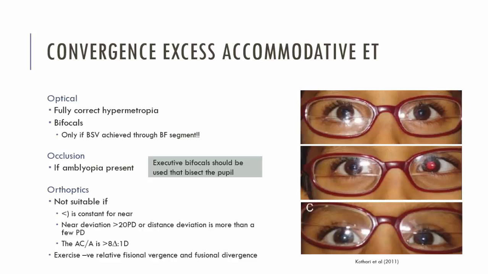In terms of orthoptics, not all patients are suitable for orthoptics if they have a convergence excess accommodative ET, particularly those with larger angle deviations, so those with greater than 20 diopter ETs, and with a very high ACA ratio of more than 8:1, and that's often the case. If you are to provide exercises to these patients, we're wanting to exercise negative relative fusional divergences, so stereograms, for example, in the stare-through position, or fusional divergence, so base-in prisms.